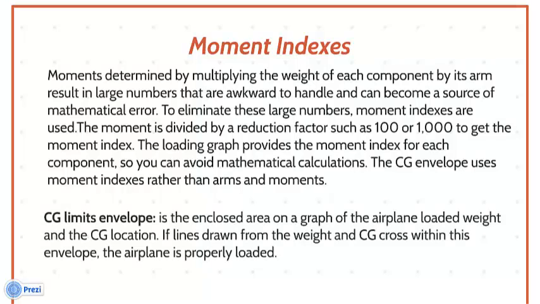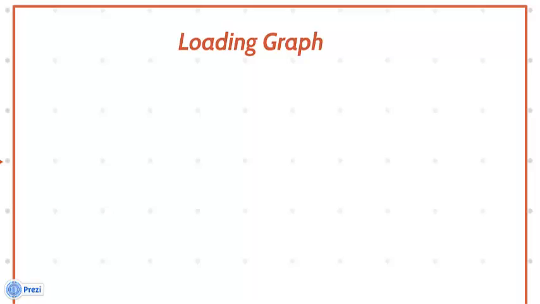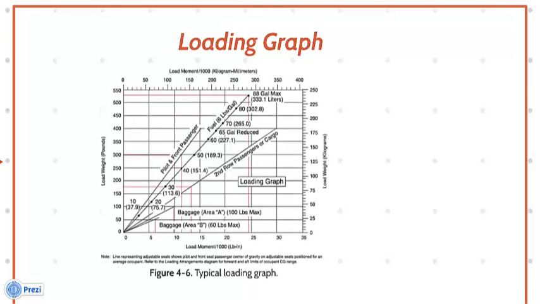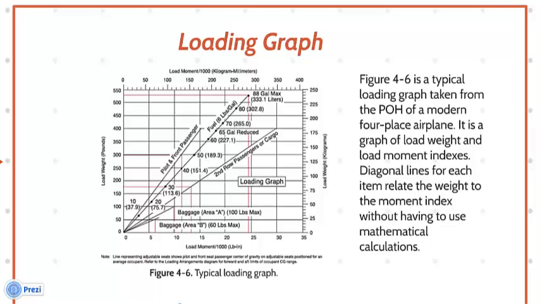The CG limit envelope is the enclosed area on a graph of the airplane loaded weight and CG location. If a line drawn from the weight and CG crosses within this envelope, the airplane is properly loaded. Loading graph. Figure 4-6 is a typical loading graph taken from the POH of a modern four-place airplane. It is a graph of load weight and load moment indexes. Diagonal lines for each item relate the weight to the moment index without having to use mathematical calculations.